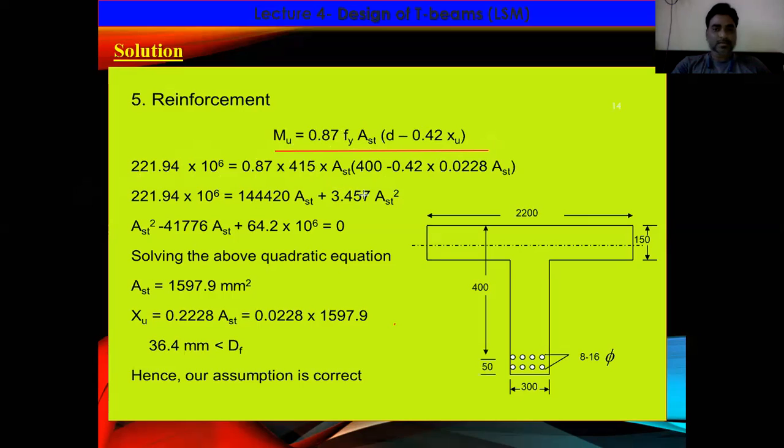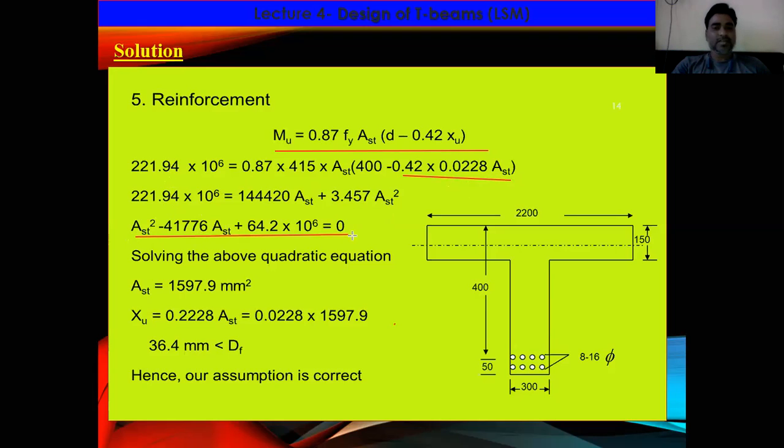So substitute the values in this equation. It is 221.94 into 10 power 6 is equal to 0.87 into 415 into Ast into 400 minus 0.42 into 0.0228 Ast. If you simplify the equation, you will get the Ast. From this equation, I got the tension reinforcement Ast as 1597.9 mm square.